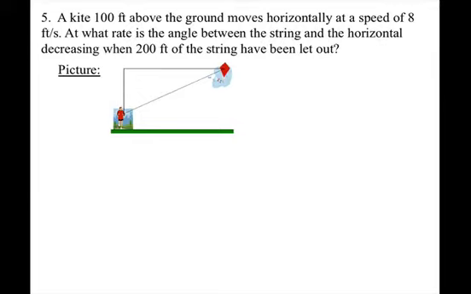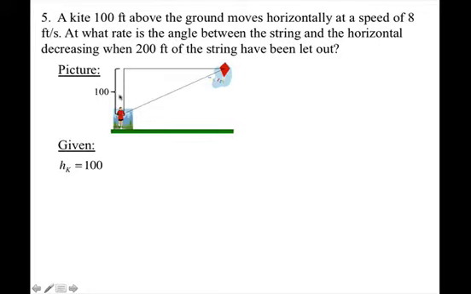Number 5. A kite 100 feet above the ground moves horizontally at a speed of 8 feet per second. At what rate is the angle between the string and the horizontal decreasing when 200 feet of the string have been let out? So here is my picture of a kite flying in the air.